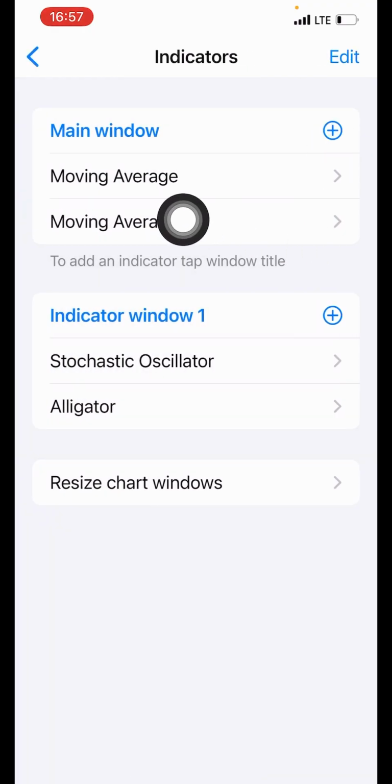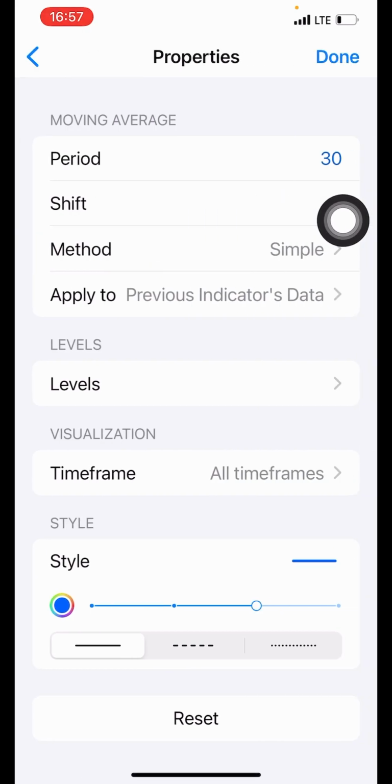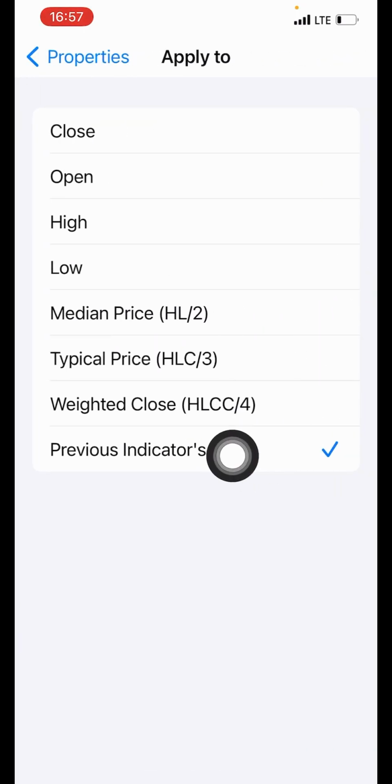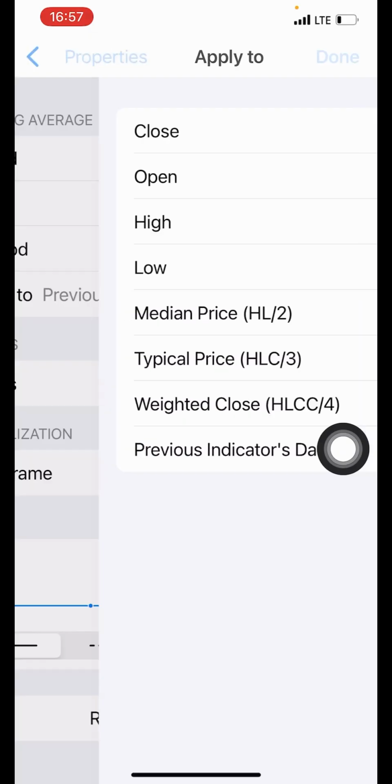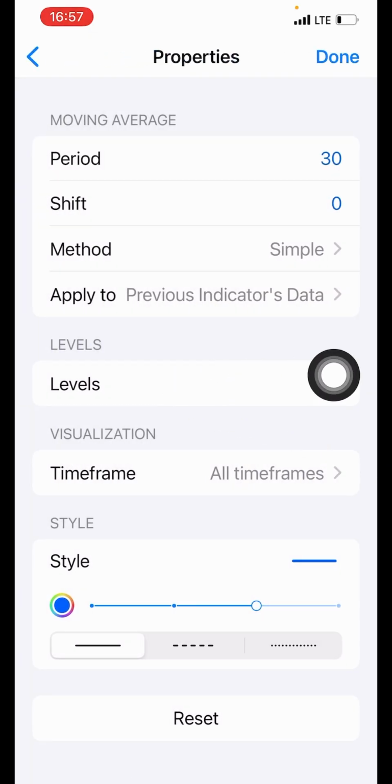Now the next indicator we have here is still a moving average. So you click on the main window plus icon again, you search for your moving average. The period for this one is 30, shift is 0, method is simple, apply to is previous indicator's data, the last one here. On the level you leave it as it is, time frame is all time frames, the style you make color blue, 3 pixel, you click on done.